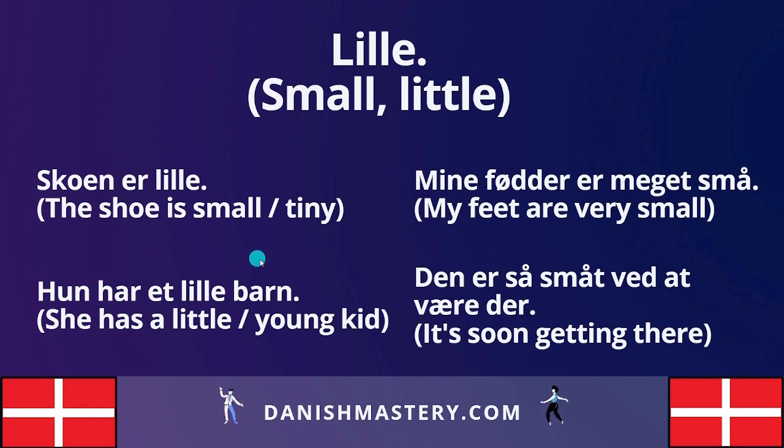Hun har et lille barn. She has a little or young kid. Yeah, so in Danish, when we're talking about kids, we refer to them as lille og stor, big or small. We don't say, like in English, oh, she's so young. Ung, we'll get to that adjective later. You wouldn't say that when you're talking about kids. You would say lille og stor. So yeah.